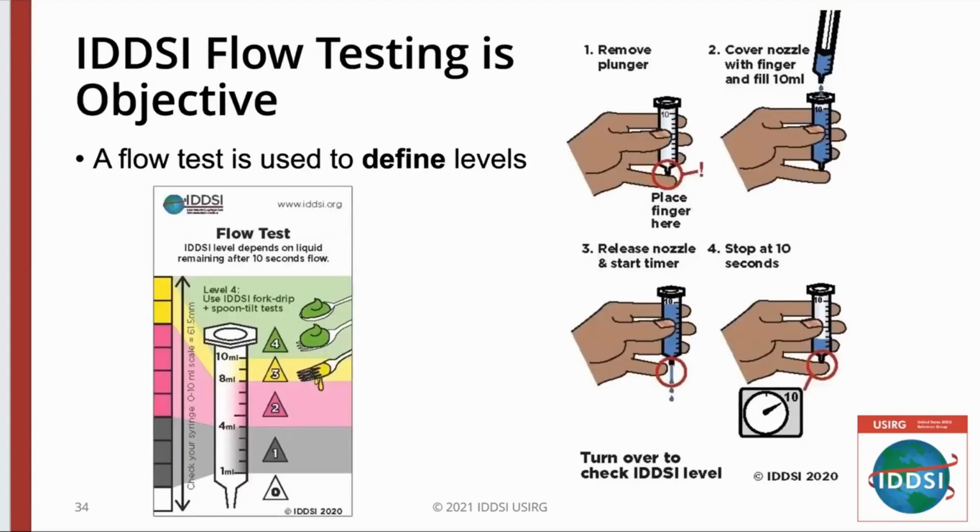A flow test is used to define IDDSI's liquid or drink levels. The IDDSI flow test was designed using tools that replicate the flow of liquids through the oral and pharyngeal cavities. See the diagram on the right to show the steps of the IDDSI flow test. First, remove the plunger and check that the syringe is in good condition. It should be clean, legible, and dry, and the nozzle should be clear and free.